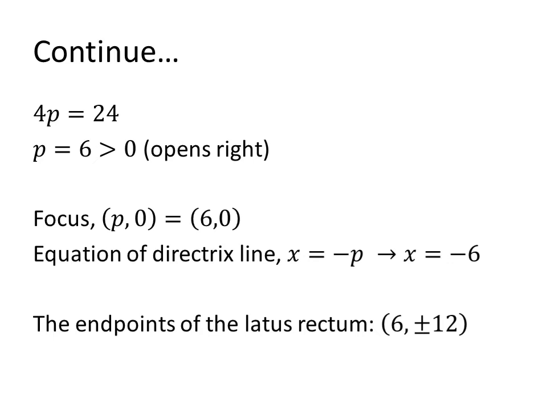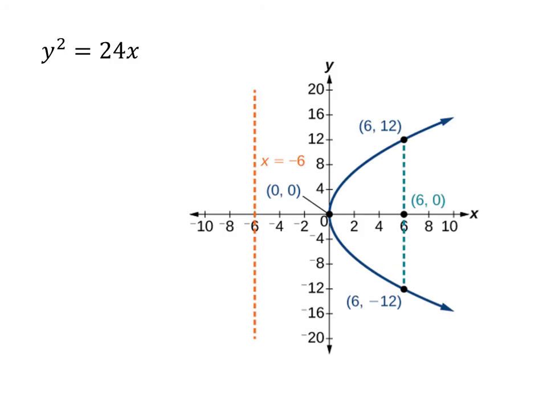The coordinates of the focus are (p, 0), which is (6, 0). The equation of the directrix line is x equals negative p, or x equals negative 6. The endpoints of the latus rectum have the same x coordinate as the focus. To find the endpoints, substitute x equals 6 into the original equation, y squared equals 24x, and solve for y. Therefore, the endpoints of the latus rectum are (6, positive 12) and (6, negative 12). Next, plot the focus, directrix, and latus rectum and draw a smooth curve to form the parabola.